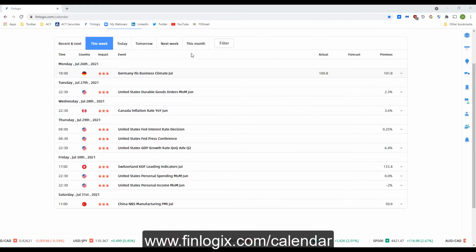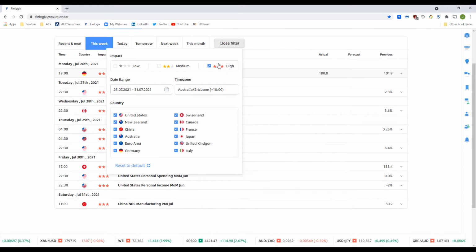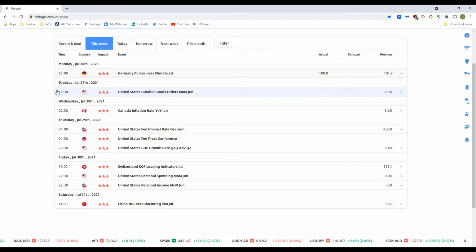Hi traders, just at FinLogic and at the economic calendar, and I just want to review what's coming out this week. Now I'm going to be reviewing the pound US dollar. So I want to see what can affect that pair, and I've just filtered to the high items. Looking through the calendar, tonight these are Queensland time, we have the US durable goods orders coming out. That could affect.